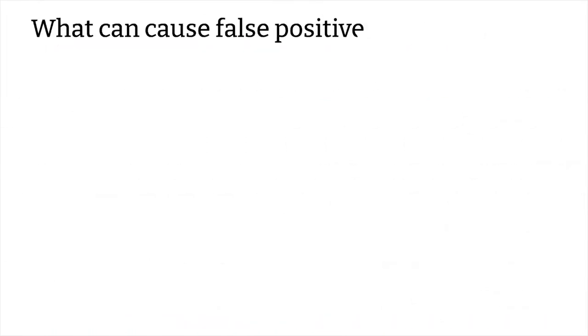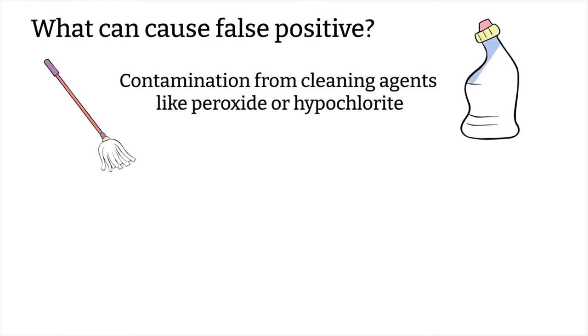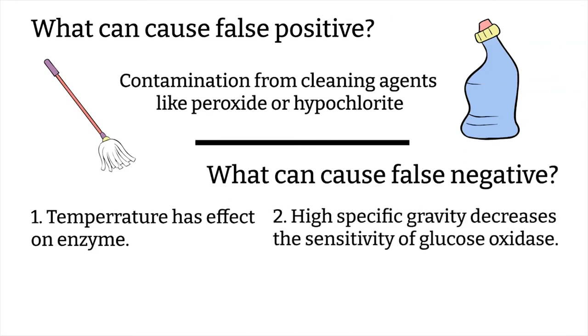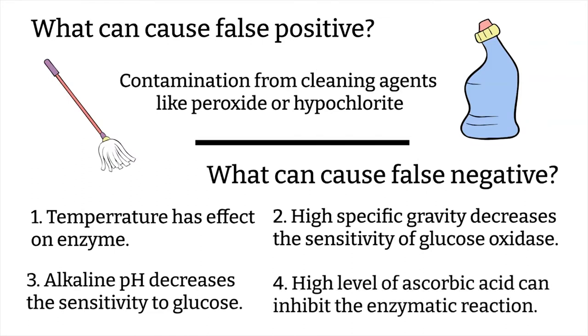What can give false positive test results? Contamination from strong oxidizing cleaning reagents like peroxide and hypochlorite. And what can give false negative test results? Temperature has an effect on enzyme reactivity, so it indirectly affects the test. If the specific gravity decreases, the sensitivity of glucose oxidase also decreases. Alkaline urine also decreases sensitivity for glucose. Another thing that affects it is a high level of vitamin C. The high level of vitamin C can inhibit the enzymatic reaction.